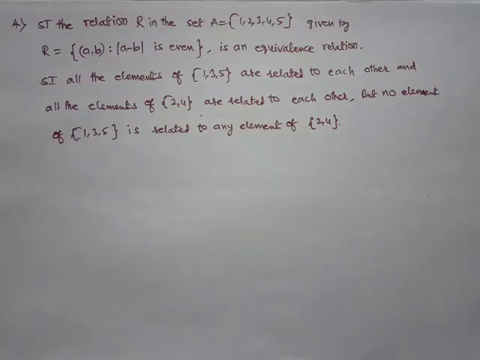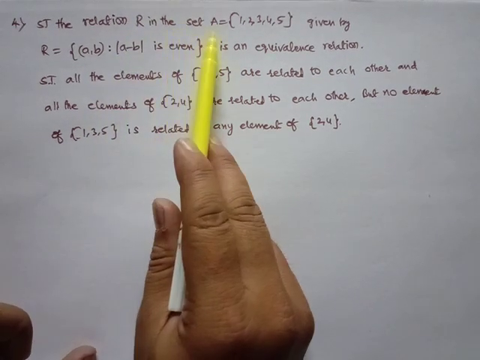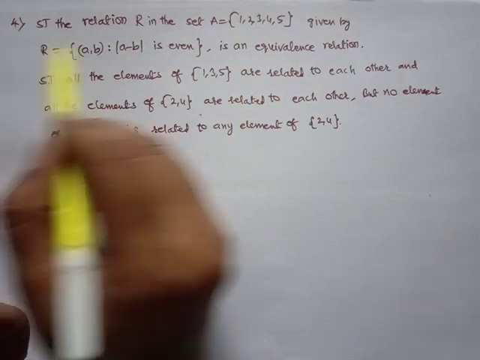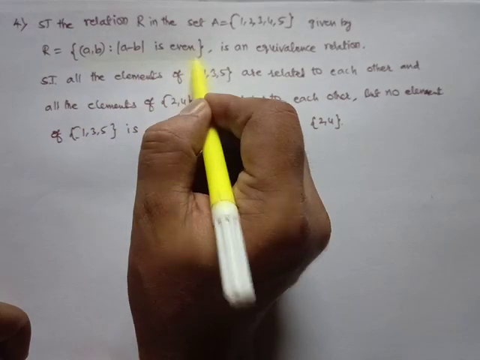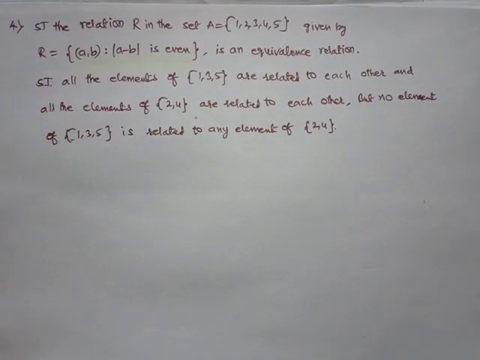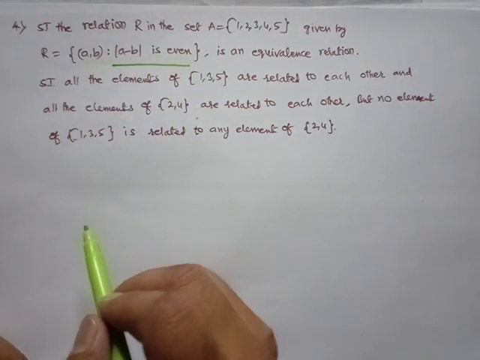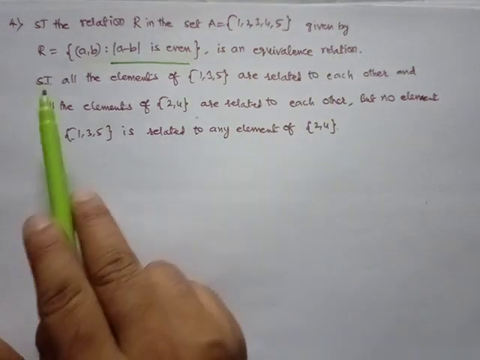Coming to the next question. The question looks a little lengthy, but the answer is very simple. First try to understand what is given. Show that the relation in the set A = {1, 2, 3, 4, 5} given by R = {(a, b) : |a − b| is even} is an equivalence relation.